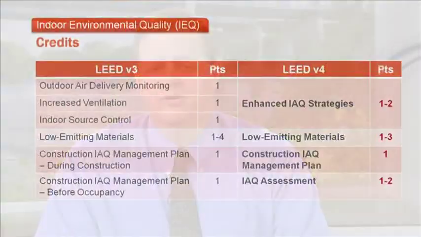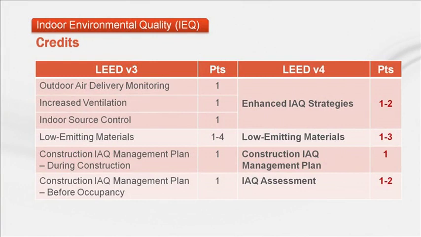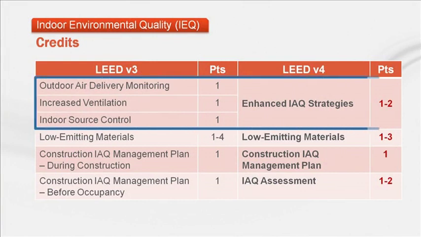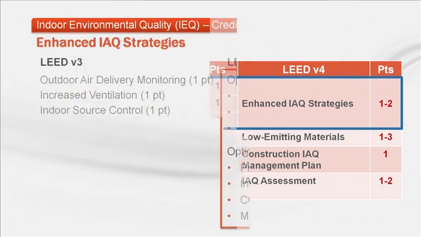Now I already mentioned that the outdoor air delivery monitoring credit is gone, since most of the monitoring requirements are now part of the prerequisite. For version 4, the remaining part of this monitoring credit, along with the increased ventilation and indoor source control credits, have all been consolidated into a single new credit titled Enhanced IEQ Strategies.